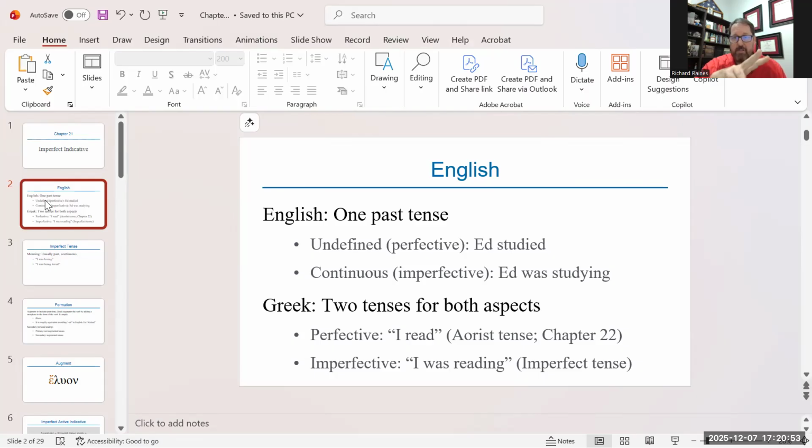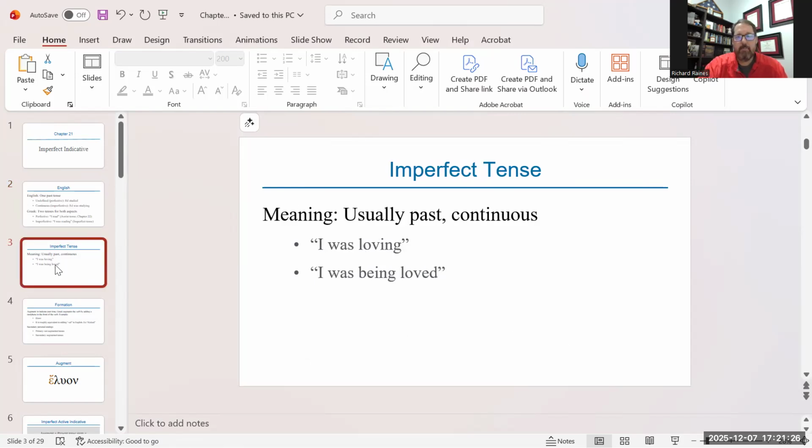In English we just have one past tense, but Greek actually has two tenses to cover what you see on the slide as the undefined and the continuous, or the perfective and the imperfective. The perfective would be the aorist tense, and we're going to talk about it in chapter 22. That would be I read. And then you have the past imperfective tense, which you would say I was reading. So the imperfect tense in Greek means past and continuous.